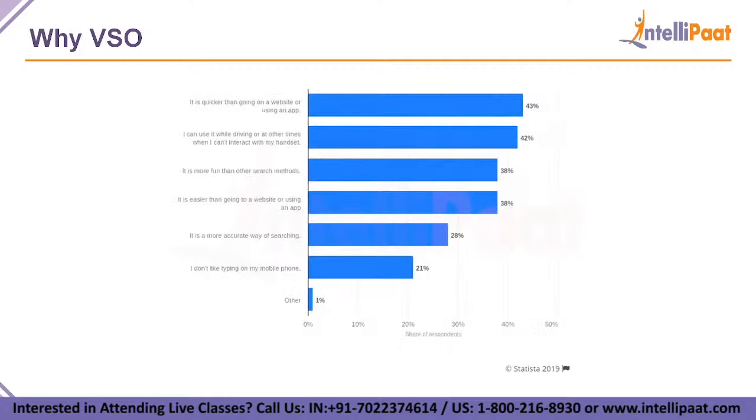So according to Statista 2019, there are a few reasons why people are using this. We have seen four broad categories, but still why people are using it. 43% of the people say that it is quicker than going on a website or using an app. And 42% say that I can use it while driving or at other times when I can't interact with my handset. It is more fun than other search methods. It is easier than going to a website or using an app. It is a more accurate way of searching, and I don't like typing on my mobile phone. And there are other reasons also.